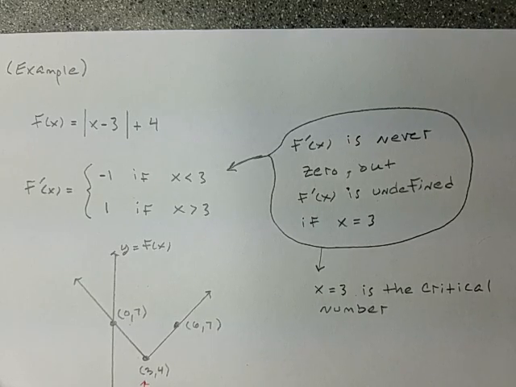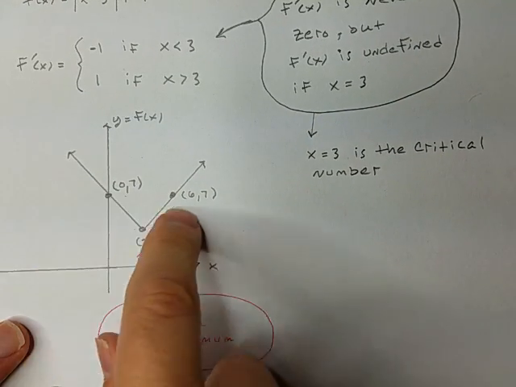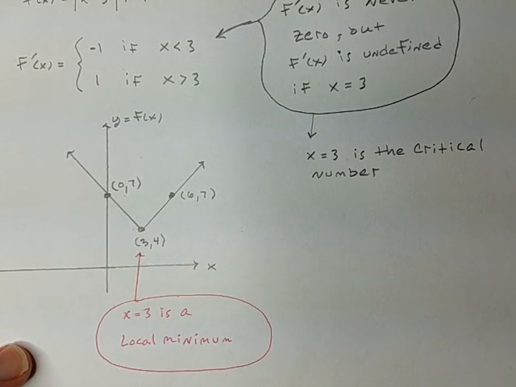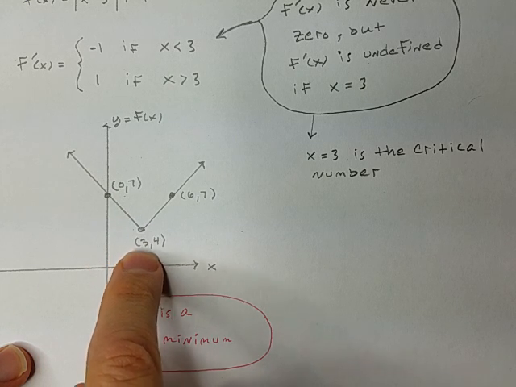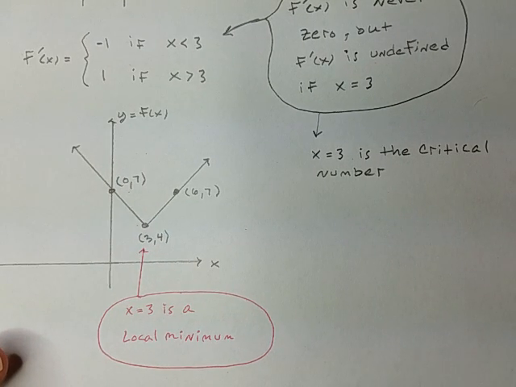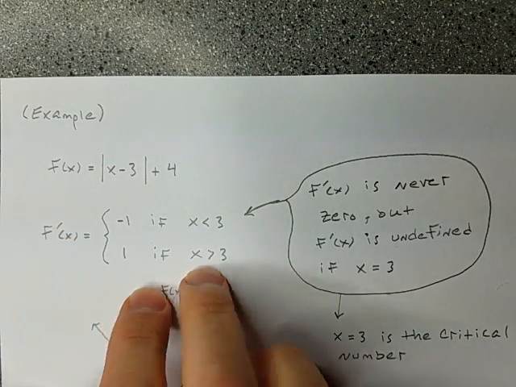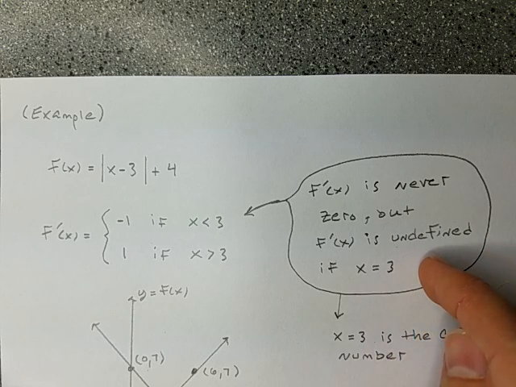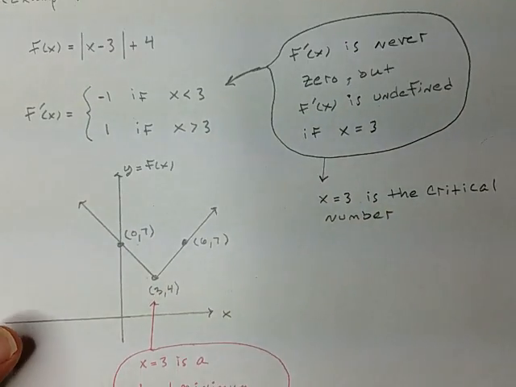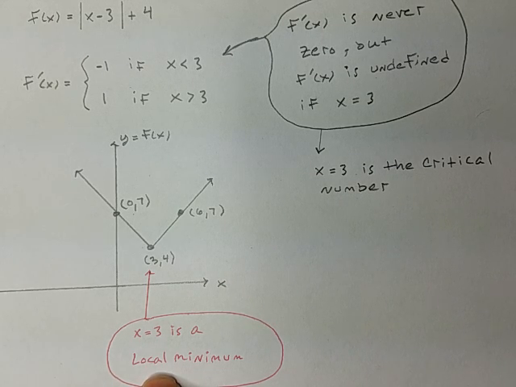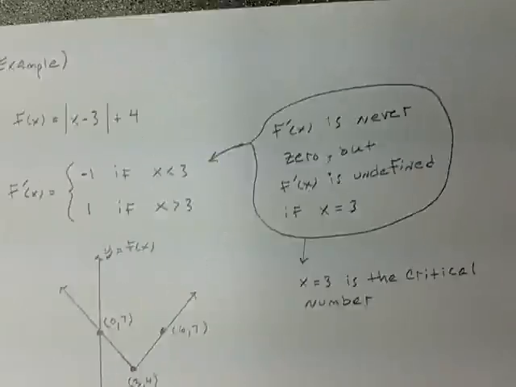All right? Now, it also turns out that by the shape of the graph, 3 is a local minimum. Okay, you can see it right there. The curve falls down to that point where x is 3 and it rises on the other side. You look at it and you can tell it's a local minimum. So we have a curve with a critical number found through the derivative being undefined. Okay? And it turns out that at that point, where the critical number is 3, there happens to be a local minimum.